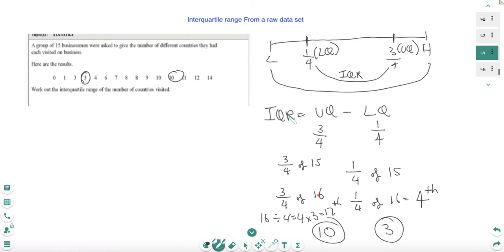Now to find the interquartile range, all you're going to do is subtract the lower quartile from the upper quartile. So upper quartile is 10, minus 3, which is the lower quartile, which is 7. And that's our interquartile range, all right? It's very similar to our range, but the interquartile range is the 3rd quarter minus the 1st quarter.